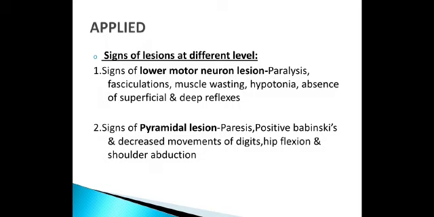So what are the applied aspects with respect to the motor system? There are signs. If there is a lesion in the lower motor neuron, you can have paralysis, fasciculations, muscle wasting, hypotonia, and absence of superficial and deep reflexes. Whereas if it is an upper motor neuron lesion, the signs of pyramidal lesion are paresis, positive Babinski sign, decreased movements of the digits, hip flexion and shoulder. In upper motor neuron lesion, the muscles are mainly affected in groups. Atrophy is not seen. There is spastic paralysis, hypertonia.